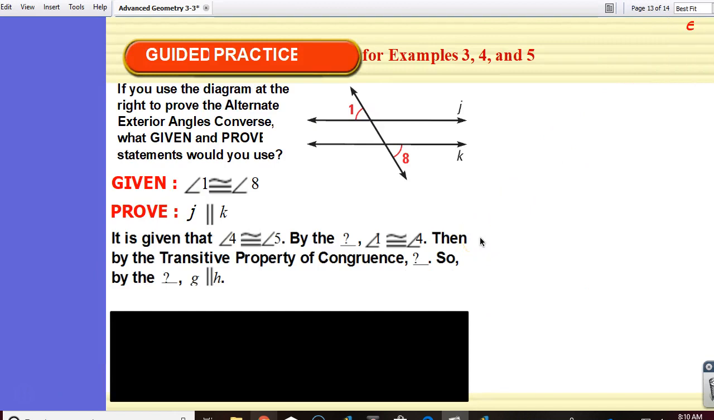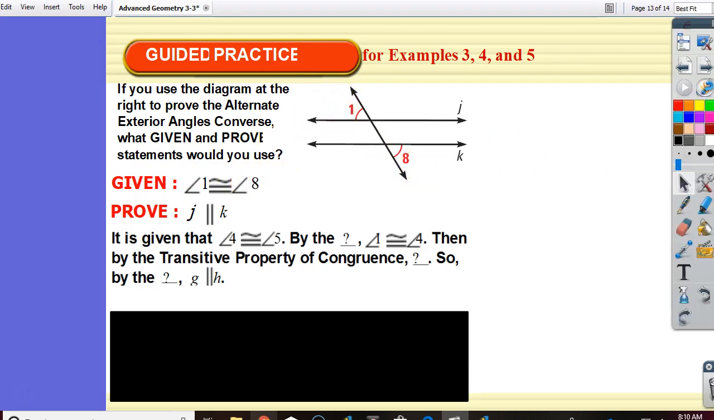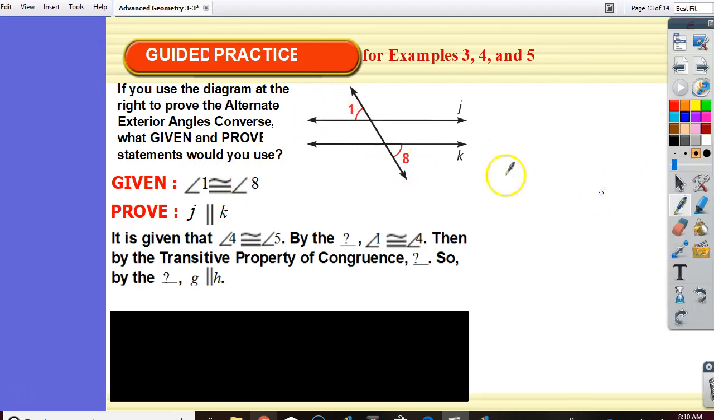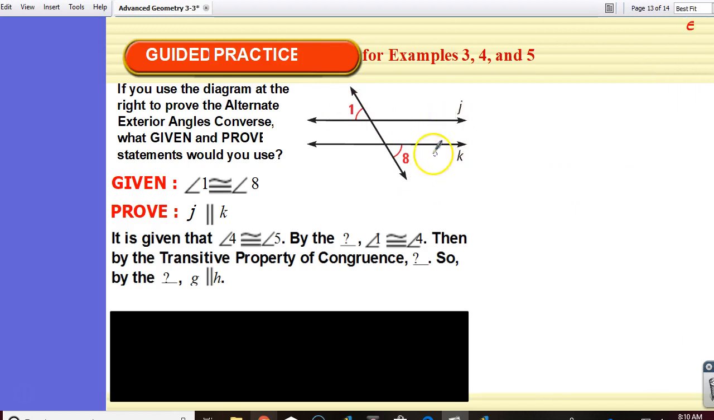If you use the diagram at the right to prove the alternate exterior angles converse, write the given and the proof statements that you would use. So you're given, step 1, angle 1 is congruent to angle 8. Why? Given. Right? You go with this and it's given. We're trying to prove alternate exterior angles converse, so we cannot use that to prove that they're congruent. We have to prove it some other way.